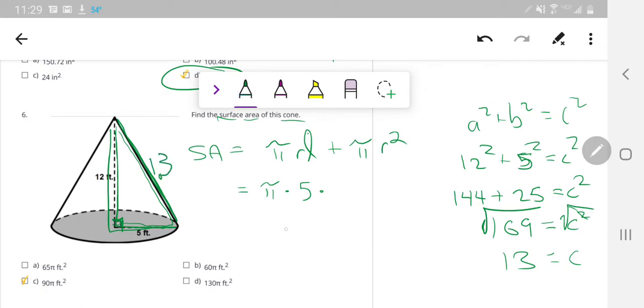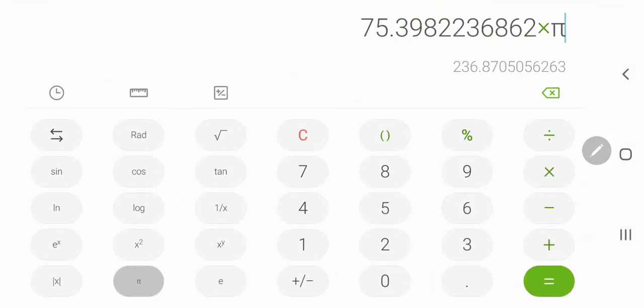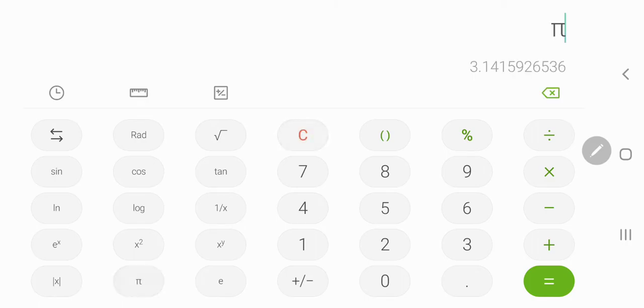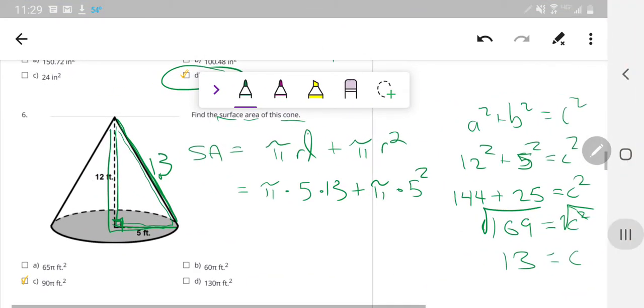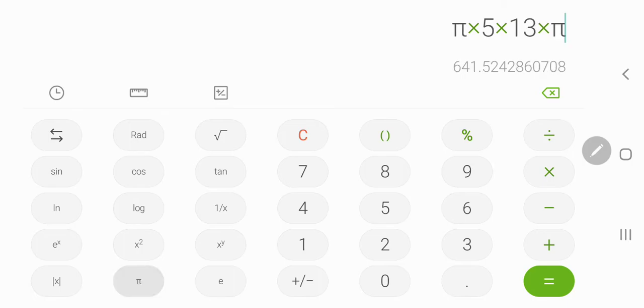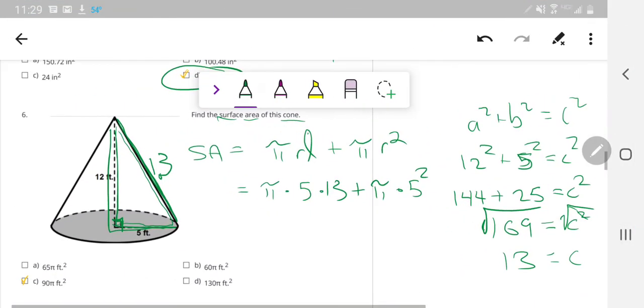I know it's going to be 13, and now I can plug it in here. I get pi times the radius squared, so that's going to be 5 squared, and I can type all of this in now on my calculator. So pi times 5 times 13, and then we're going to add to that pi times 5 times 5. That's 282. Oh, it's in terms of pi. Okay, all right. So let's go back.